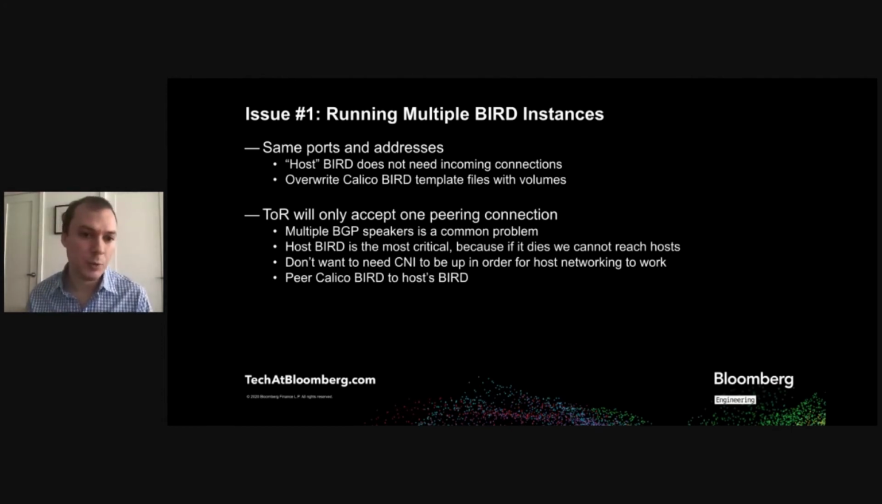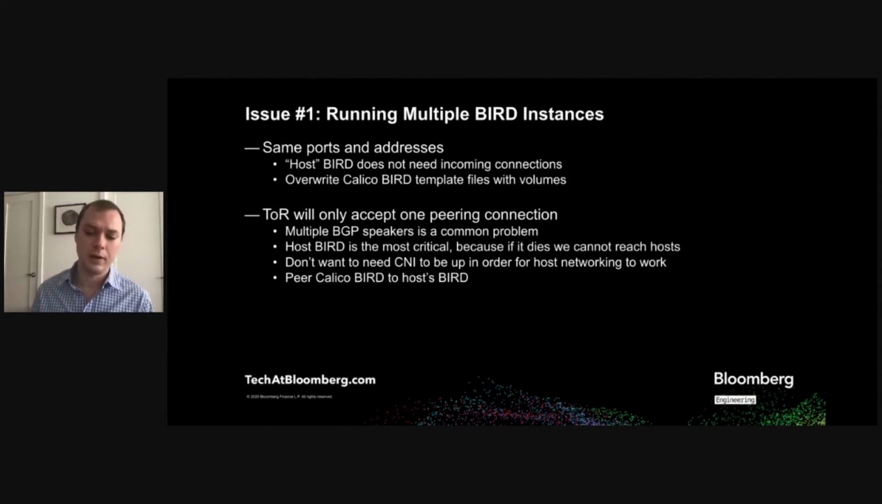The Tor only accepting one peering connection is a little bit tougher to deal with. So we were trying to figure out, should we even run 2 Bird instances? Maybe we could bootstrap our host, and then once Kubernetes comes up, we could have the Calico Bird be responsible for advertising both Kubernetes pod routes and the service address. But we didn't really want to do that because we don't want to rely on our CNI provider to be up in order for our host to be reachable on the network. You can imagine, that would be a tough dependency to have.